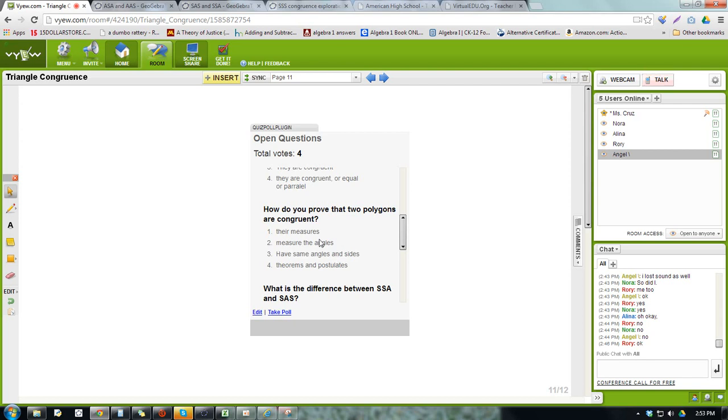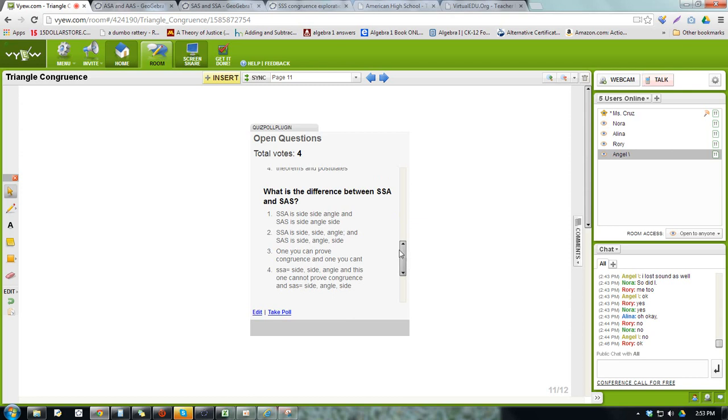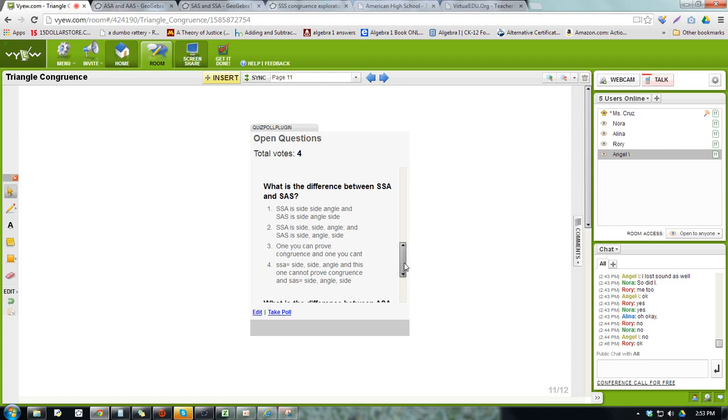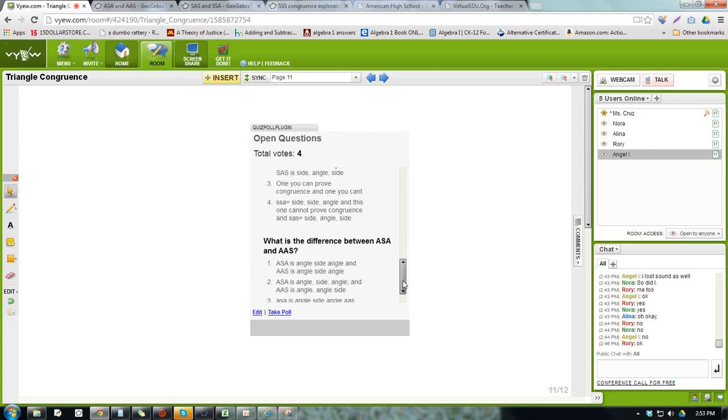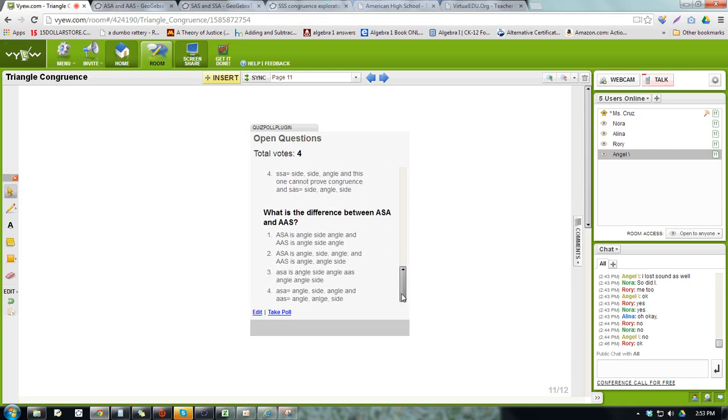So, like what I'm seeing. Okay, SSA is side angle side. SAS is side angle side. That's what most of you put. All correct. One of you put an answer that I actually really like. It says one you can prove congruence and one you can't. So all of these are correct, and one of you went a little bit further to explain why it's important to distinguish that difference. Okay, ASA. Everyone seems to have gotten that one. Angle side angle and angle angle side.